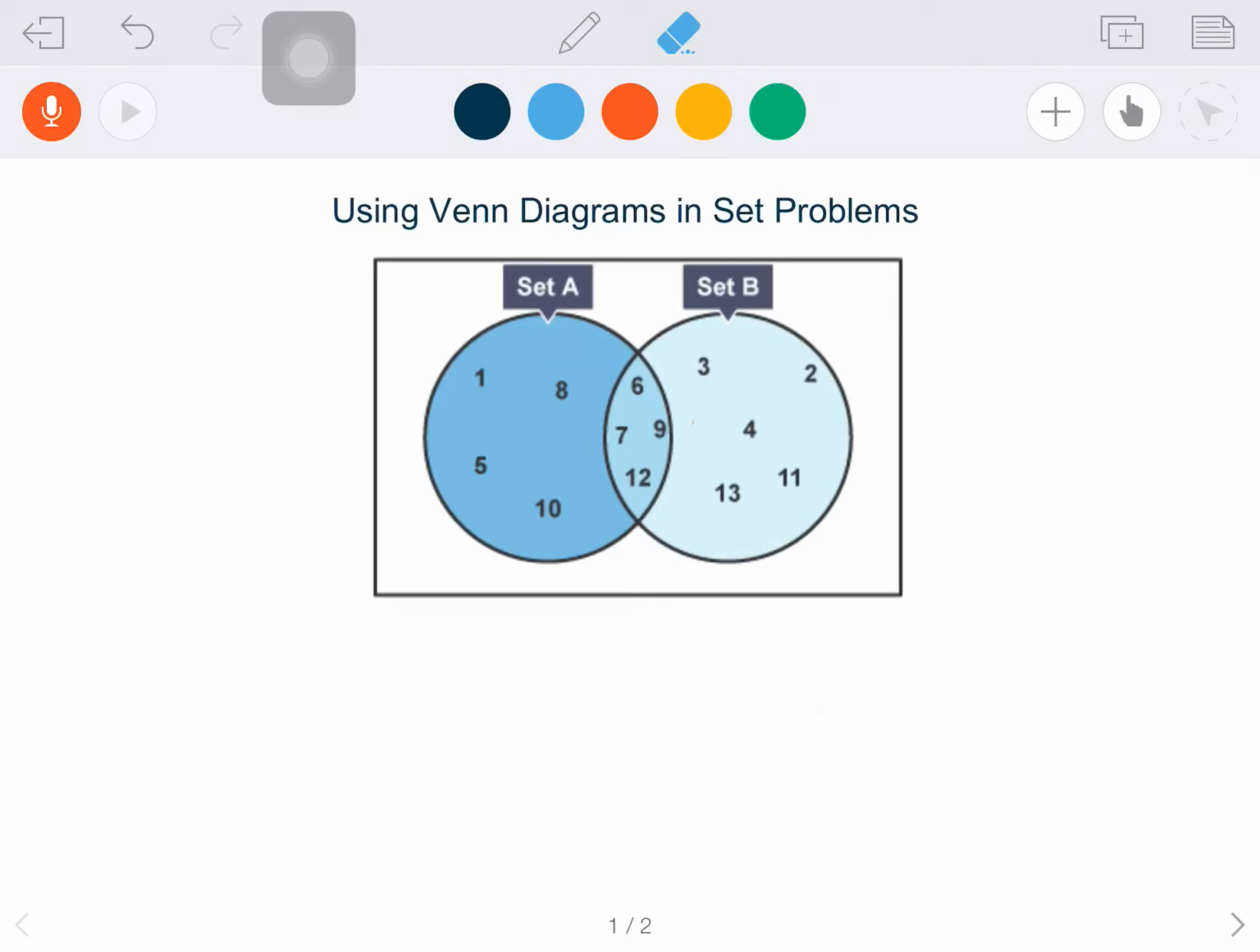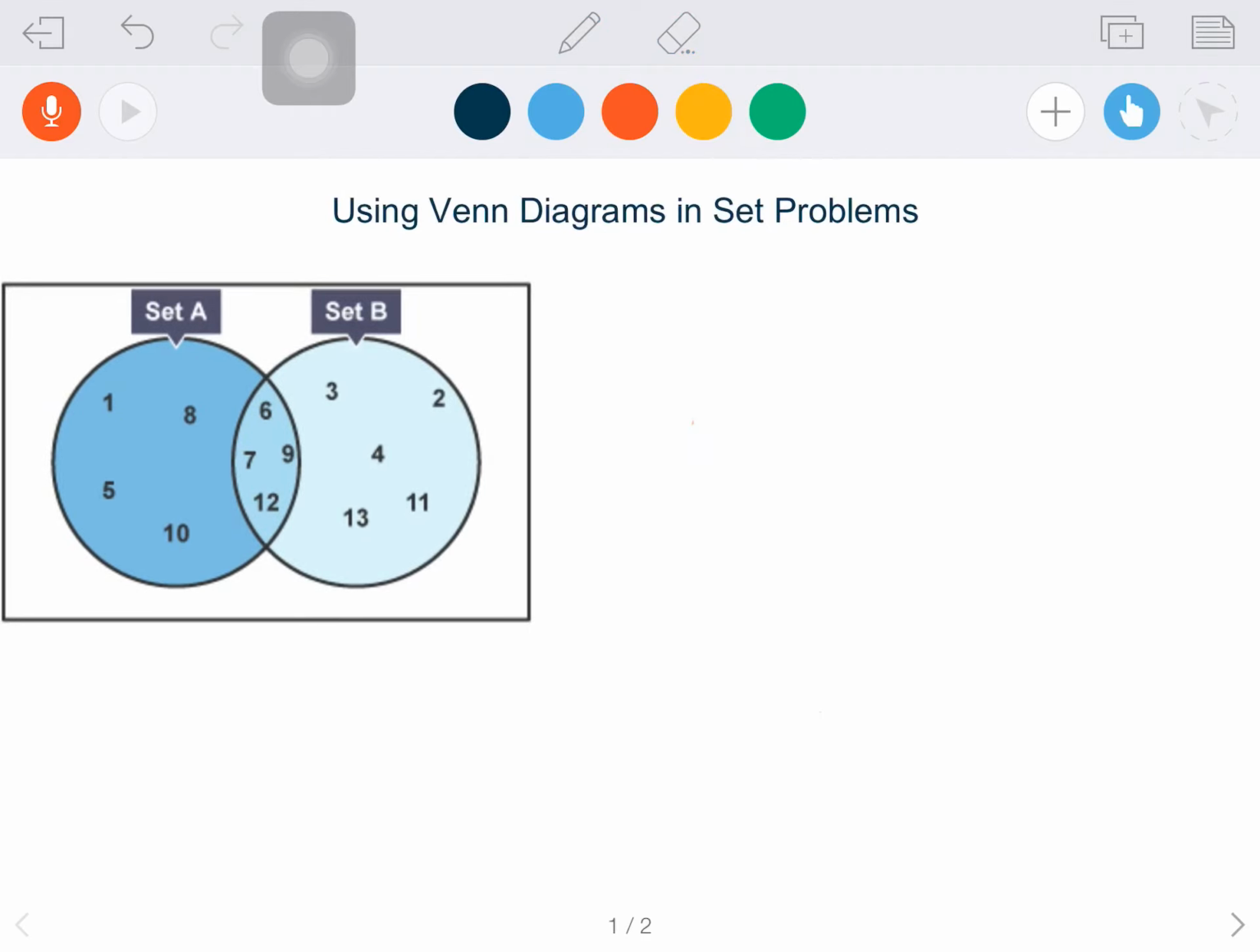In this video, we're going to discuss how to use Venn diagrams in set problems. You're given an example of a Venn diagram with two sets, set A and set B. Now we're going to tackle examples on set operation.